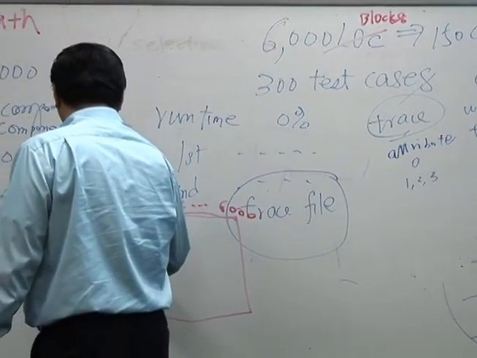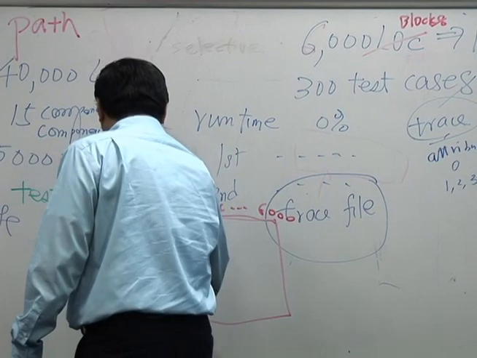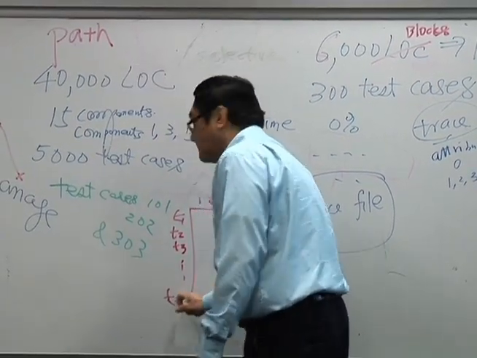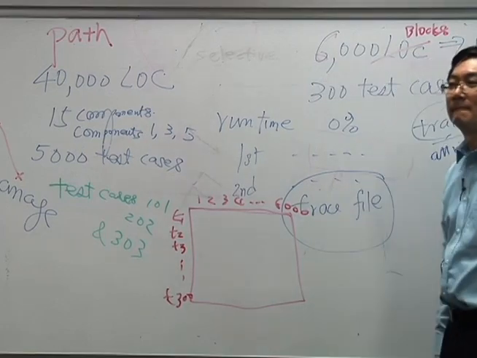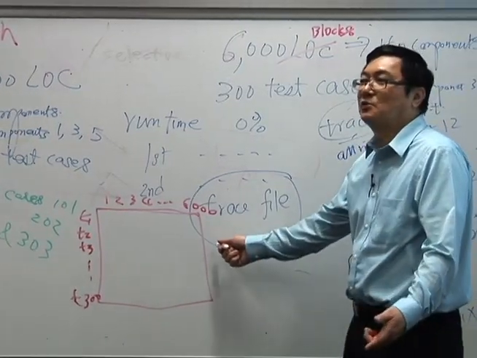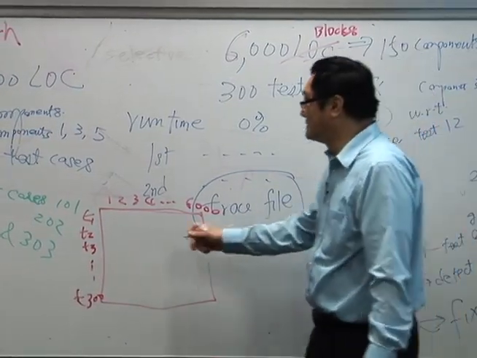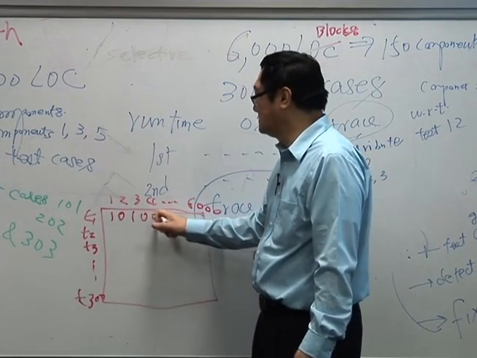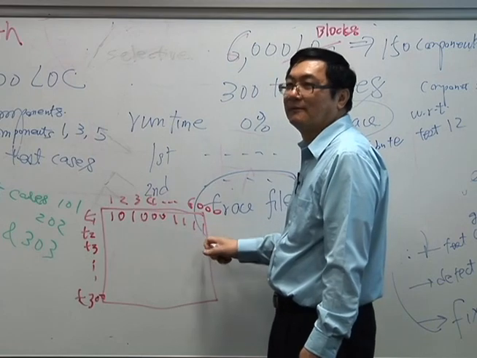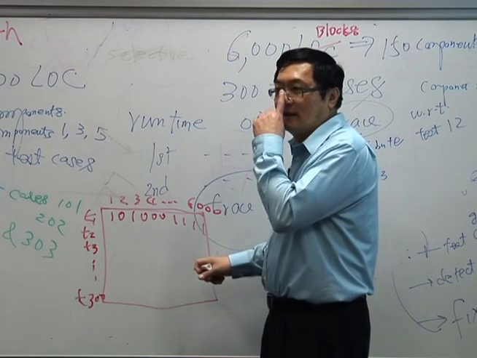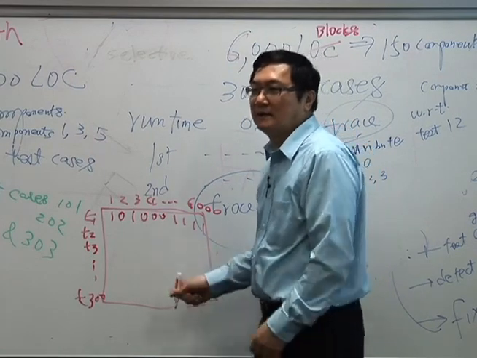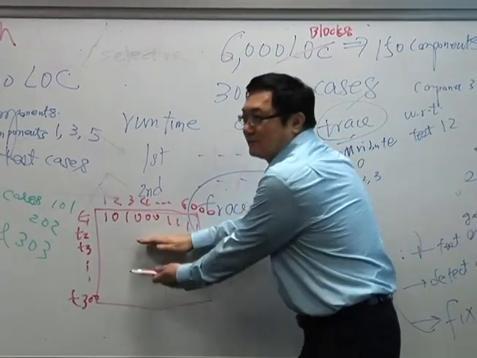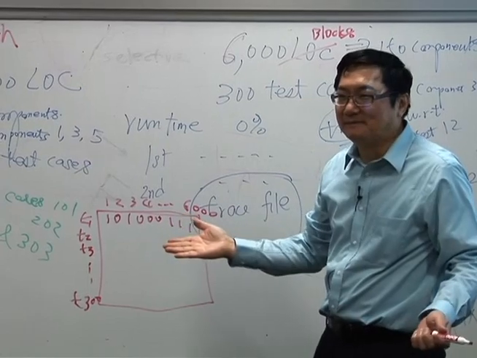T1, T2, T3, up to T300. That's the most straightforward way. If it's covered, it's 1. If it's not covered, it's 0. Covered 1, 0, 0, 0, 1, 1, 1, 1, right? The advantage of this is what? I want to have the 12th execution. Take the row out.